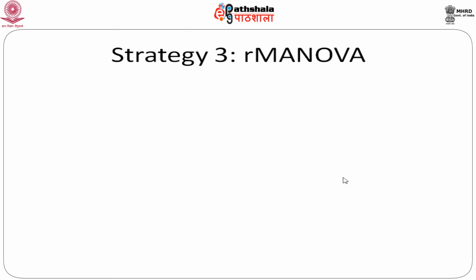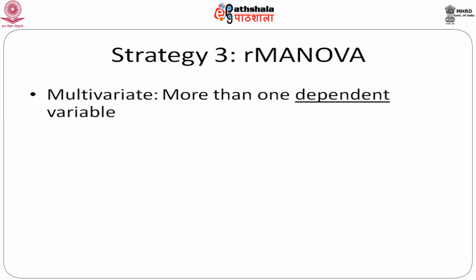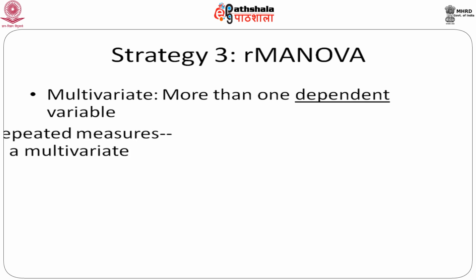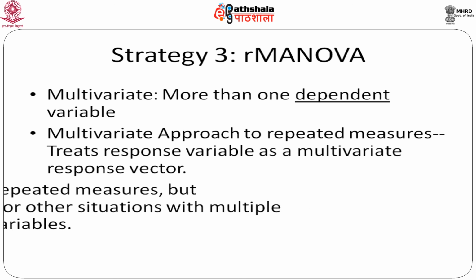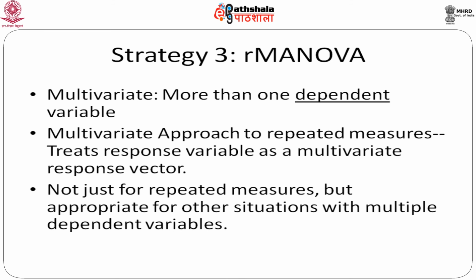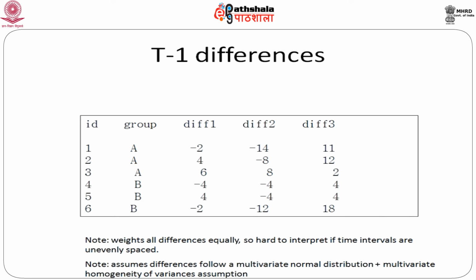In strategy 3, we consider the repeated MANOVA table. In the repeated MANOVA procedure, multivariate observations are considered. So, there is more than one dependent variable, and the multivariate approach to repeated measures treats the response variable as a multivariate response vector. The repeated measures are considered as the multivariate response vector, not just for repeated measures, but appropriate for other situations with multiple dependent variables. Let us look at the table first to try to understand this scenario.